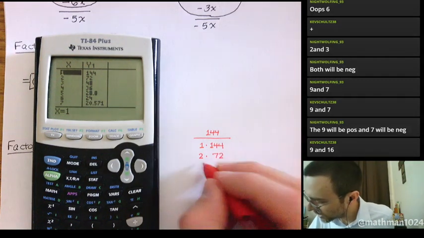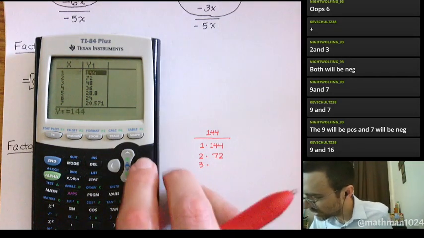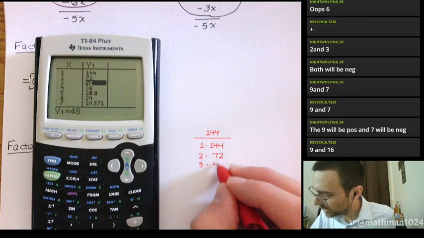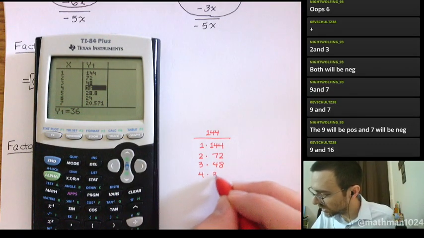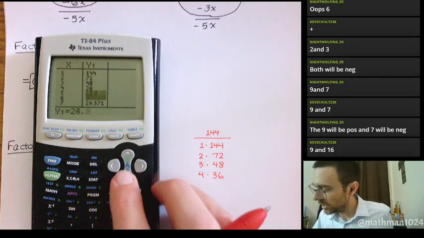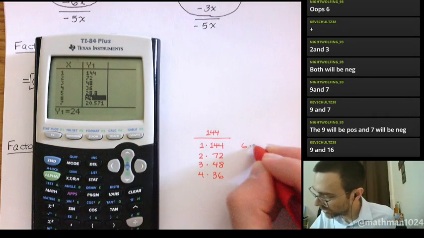So as I go through this, we've got 3 times 48. Then we have 4 times 36. 5 doesn't work. 6 goes in 24 times.